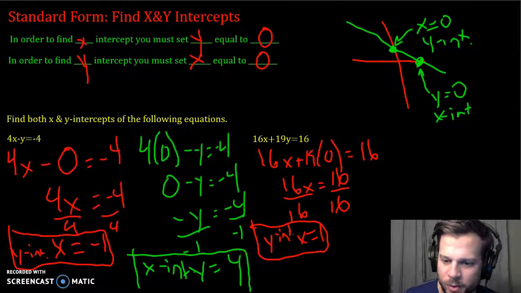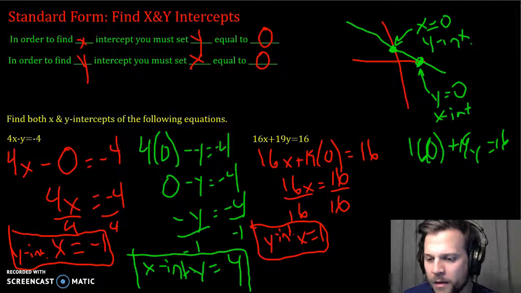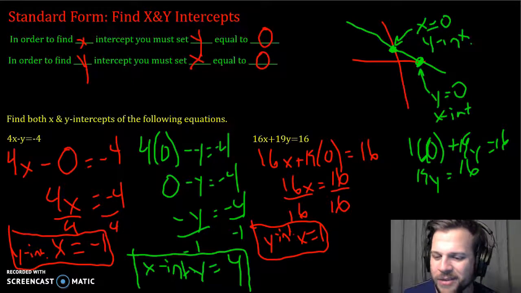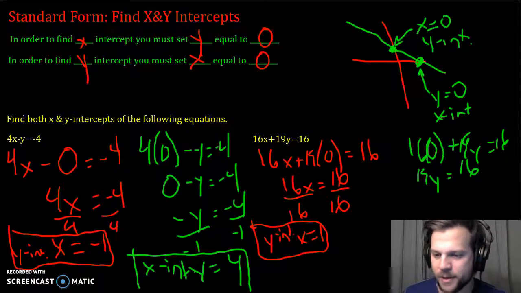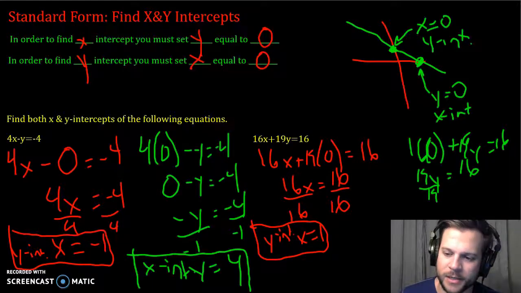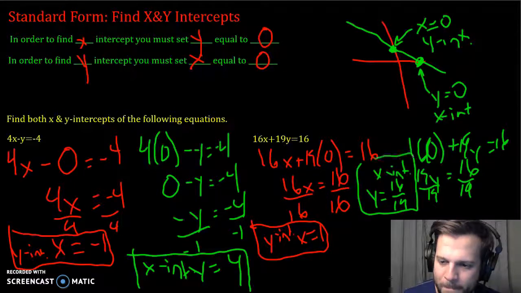Then, setting your x equal to 0 this time, 19y equals 16. I'm not writing the 0 down because when you multiply by 0 and you add it, the whole point of it is you're removing that entire variable. So then you divide both sides by 19, and this fraction cannot be reduced, so it becomes y equals 16 over 19 as your y-intercept. And there you go.